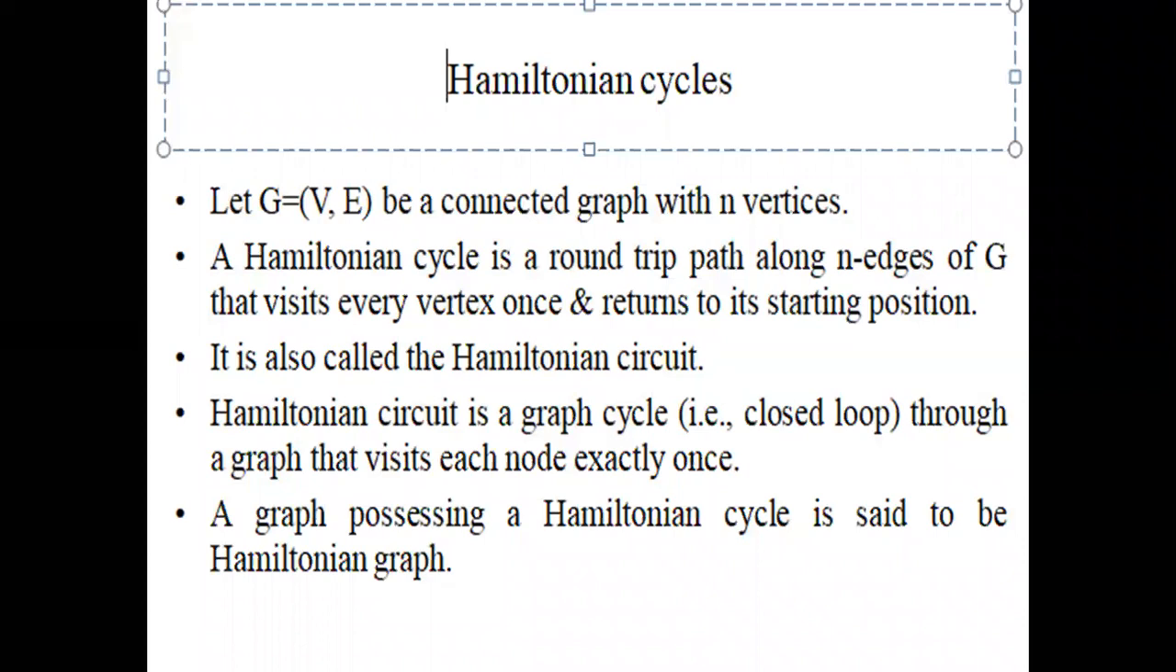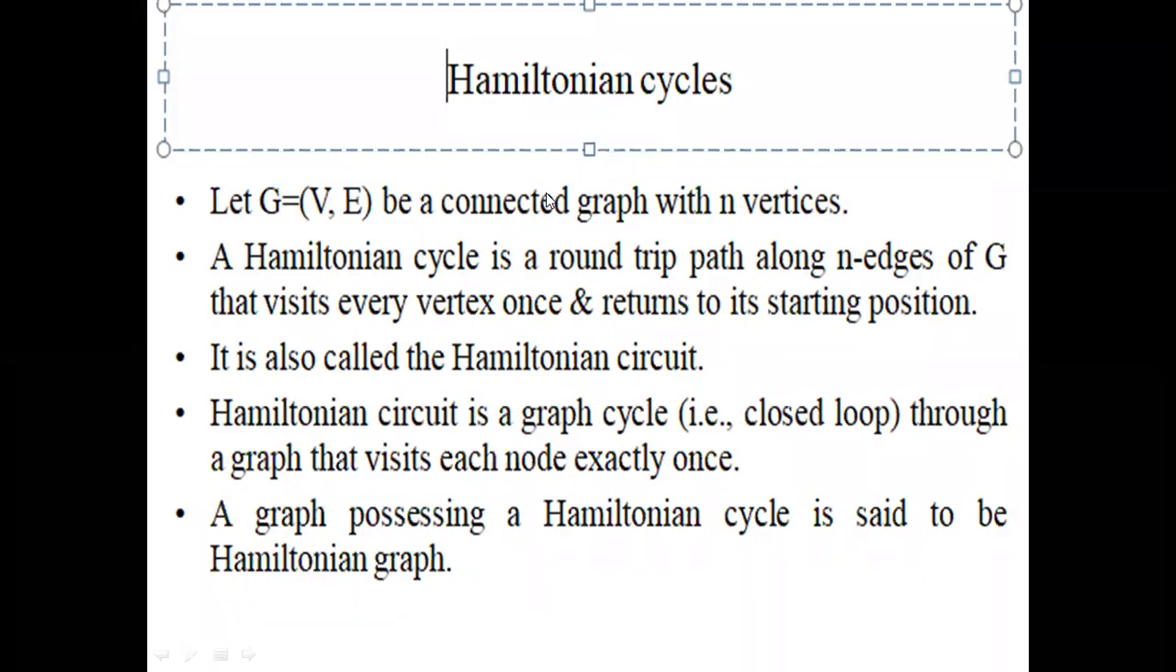Suppose you start at the first vertex, visit every vertex exactly once, and end at the same vertex. Or suppose you start at the second vertex and end at the second vertex, but each vertex is visited exactly once. That is a Hamiltonian cycle, and a graph with such a cycle is called a Hamiltonian graph.